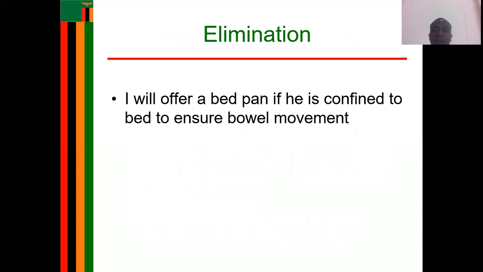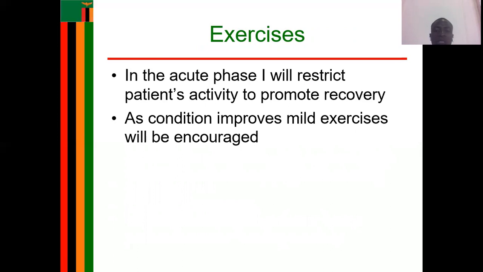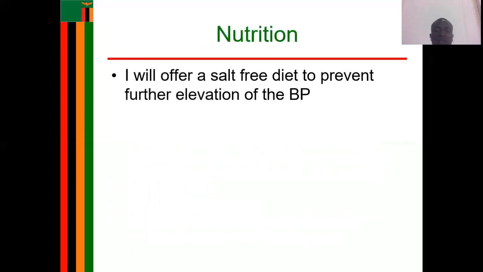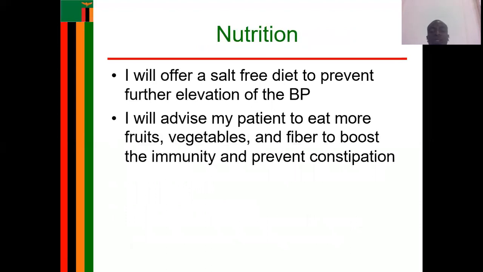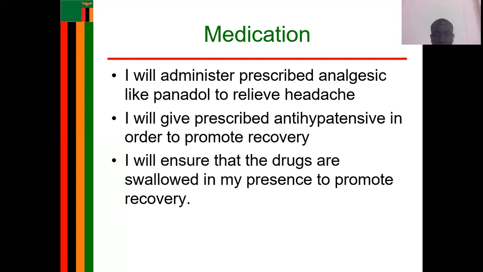Offer a bed plan to ensure bowel movement. Exercise: in the acute phase, restrict the patient's activity to promote recovery. Nutrition: offer a low-salt diet to prevent further elevation of blood pressure, and advise patients to eat more fruits, vegetables, and fiber to boost the immune system and prevent constipation. Medication: administer analgesics like paracetamol to relieve headaches, and give prescribed antihypertensive drugs to promote recovery. Ensure the patients have taken the drugs.